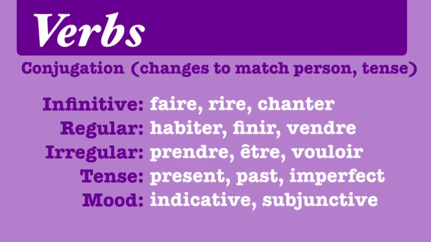So now let's talk about conjugation. Conjugation refers to the process of changing a verb to match the person or the tense. So for example, in English we have the verb to do, which is called the infinitive, the verb in its raw state before it's been conjugated. Now in English, infinitives start with to: to run, to read, to think, but in French, infinitives are single words. So here we have three infinitives, faire, to do, rire, to laugh, and chanter, to sing.